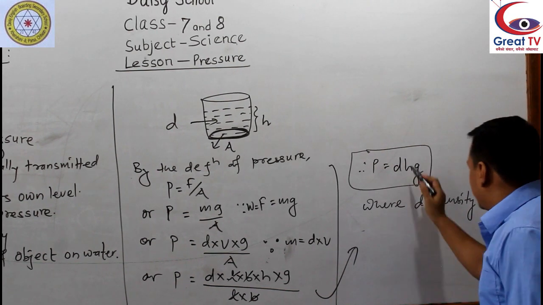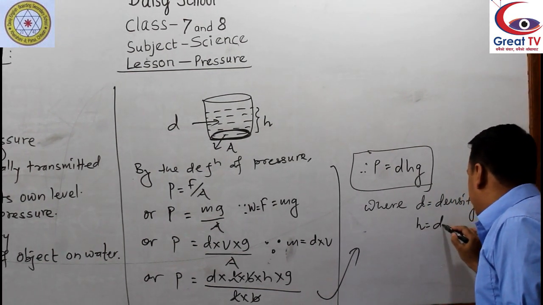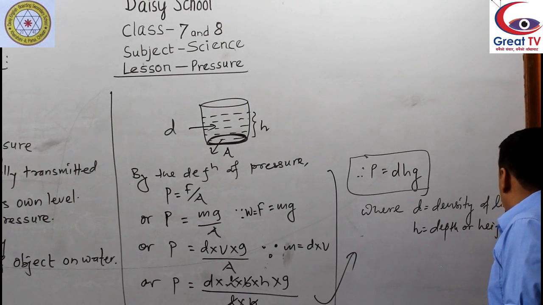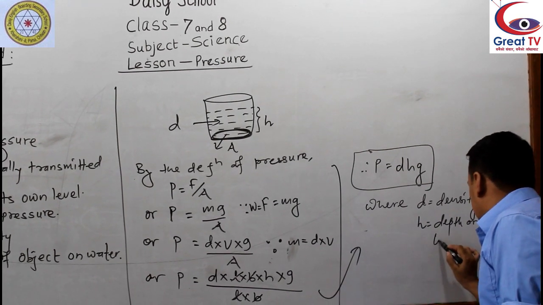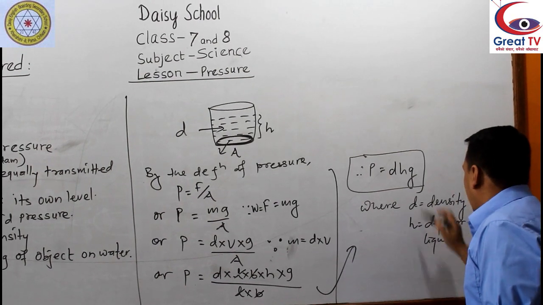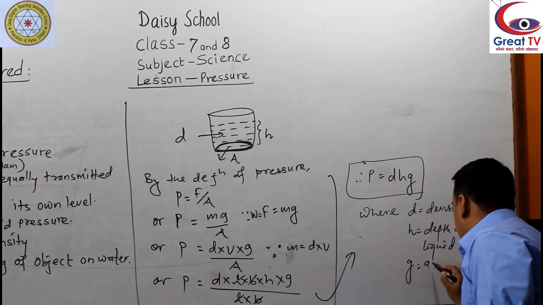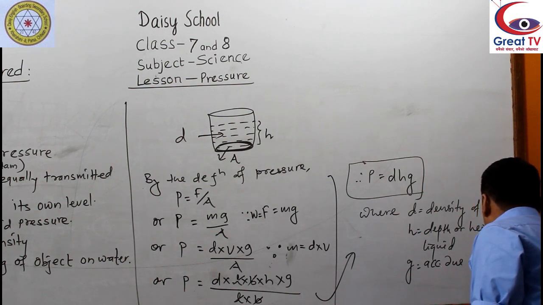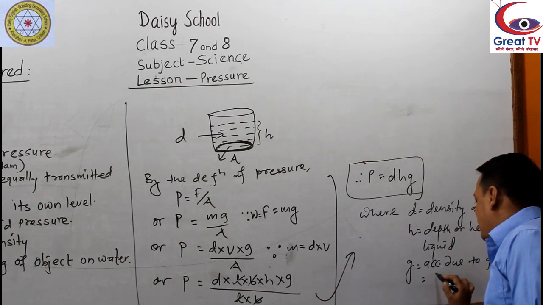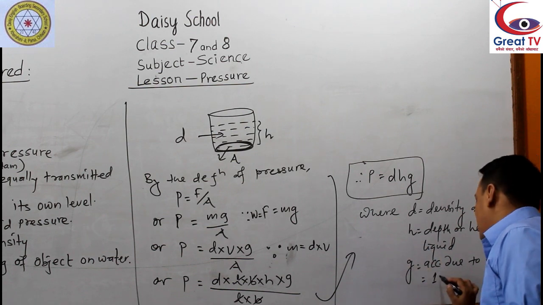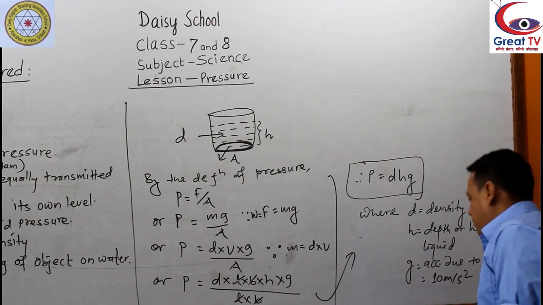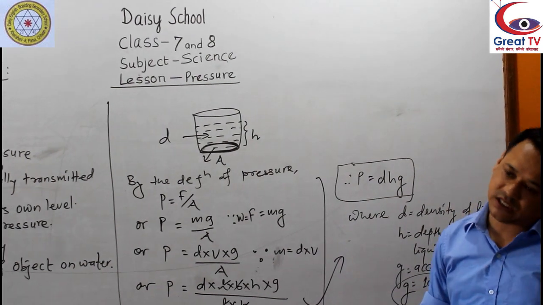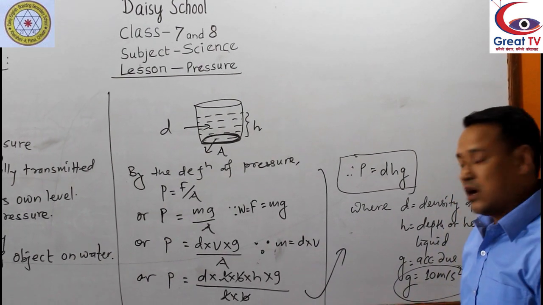Rho means density of liquid. H means depth or height of liquid. And g means acceleration due to gravity, whose value you can use up to class 8. You can use 10 meter per second squared. Okay, you can use the value of g as 10 meter per second squared up to class 8.